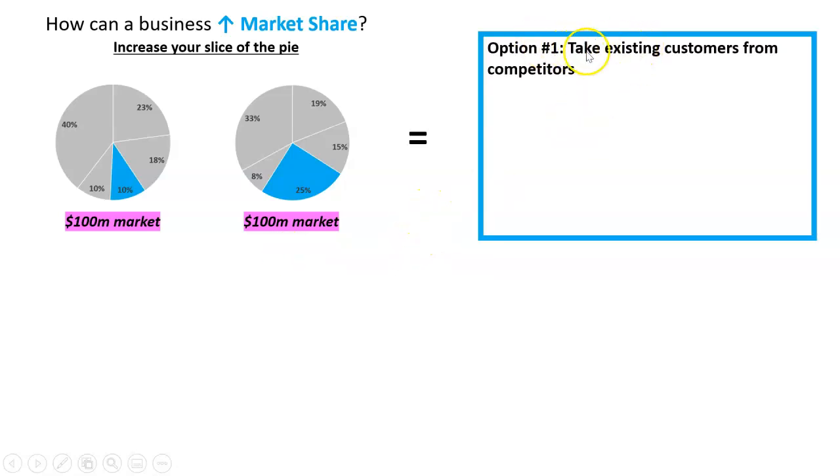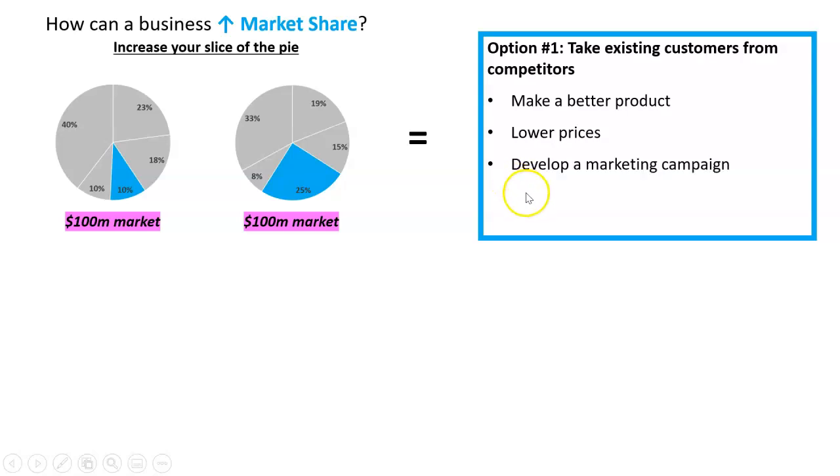Well, basically what we're saying is we can't grow the market itself. So we're going to take existing customers from competitors. We can do that by making a better product, lowering our price, developing a good marketing campaign, and maybe offering better purchasing and delivery options. So that is option 1. Increase your slice of the pie, but the pie stays the same size.